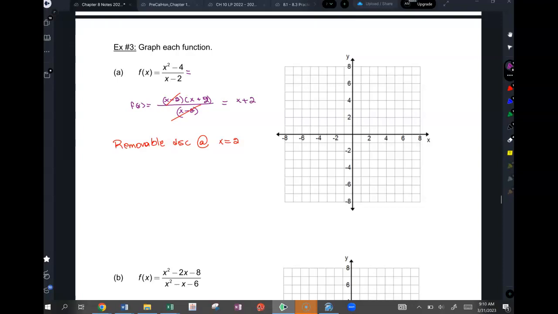Does it have a vertical asymptote? No. The discontinuity that appeared here, we removed it. That's why it's a removable discontinuity. The vertical asymptotes are infinitely there. They're called infinite discontinuities. So now, how do we graph this? My function reduced to y equals x plus 2. So now I'm going to graph y equals x plus 2. However, at x equals 2, there is a hole in the graph.